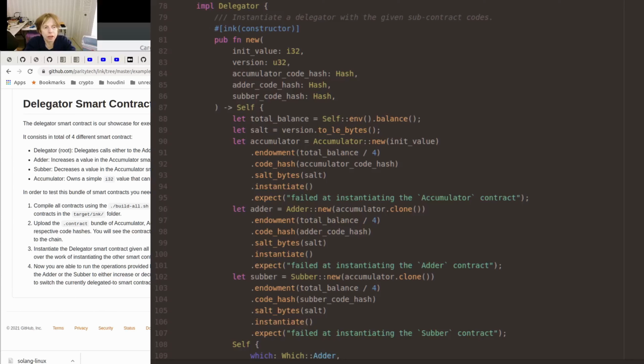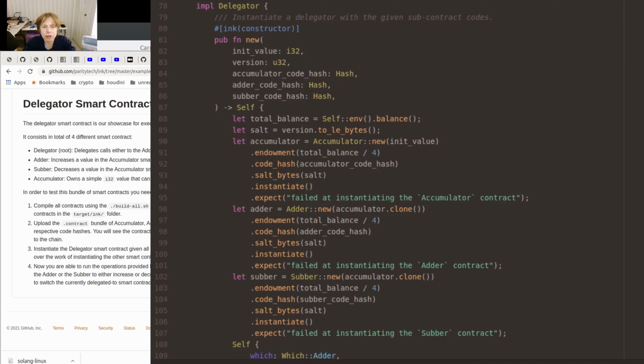Okay, so today I'm going to talk briefly about the Delegator, and then discuss what my plans are in terms of next steps in our experimentation. The Delegator is very interesting because, as you know, what we did is we put the accumulator, adder, and subber as their own little contracts on the chain, and then we added the Delegator, and we're able to operate on Delegator.